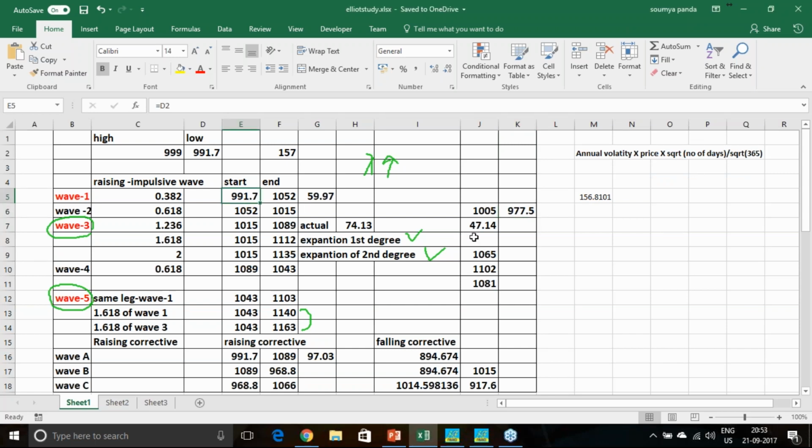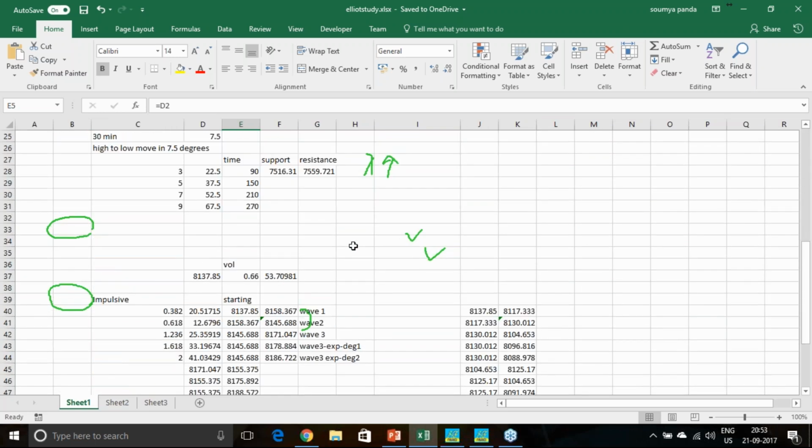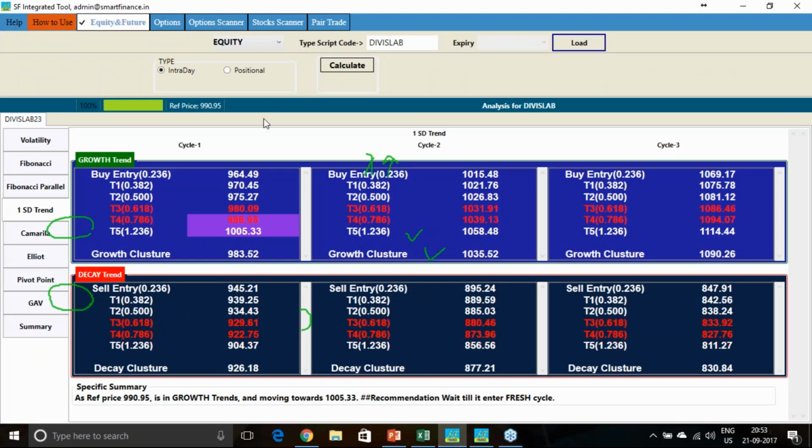I have started at 991.7. So this is how it is going up. There is a falling side also, because this is only a unidirectional way I have taken. If you want the falling side, then you need to calculate that also. So I'll just take the help of my software, Davis Lab. I am just going to load the data.